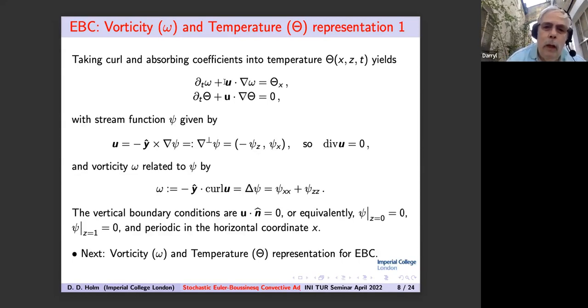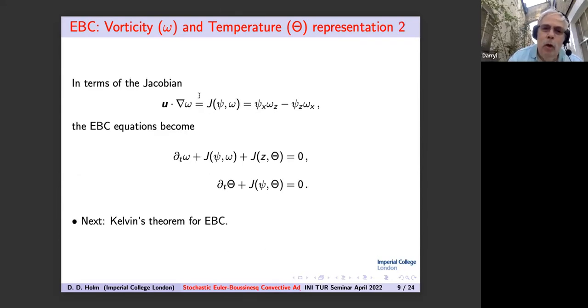Now we introduce the stream function, and these have a peculiar representation of the XZ plane if you want to have a right-hand coordinate system, but this is how it looks. And the vorticity is plus the Laplacian of psi in the right-handed coordinate system. The boundary conditions are that the velocity is tangential to the upper and lower walls at z equals 0 and 1, and periodic in the horizontal direction with coordinate x. Okay, so then we'll talk about this vorticity and temperature representation in terms of the Jacobian.